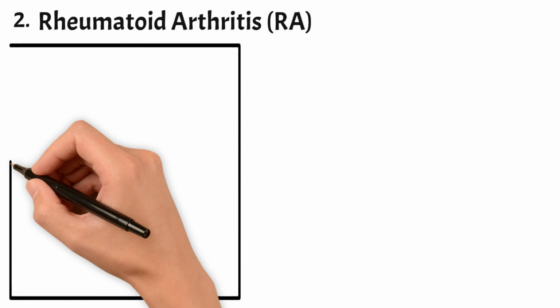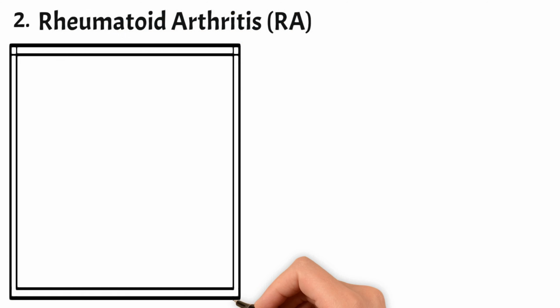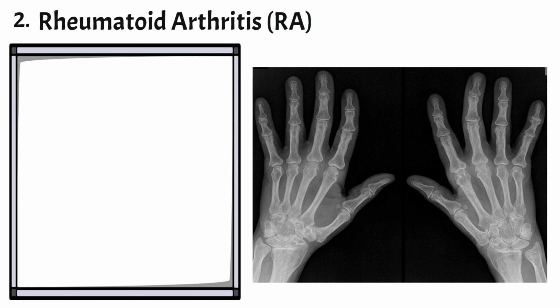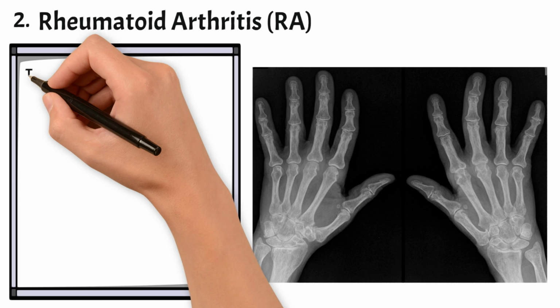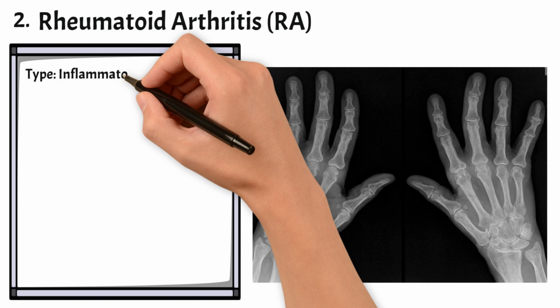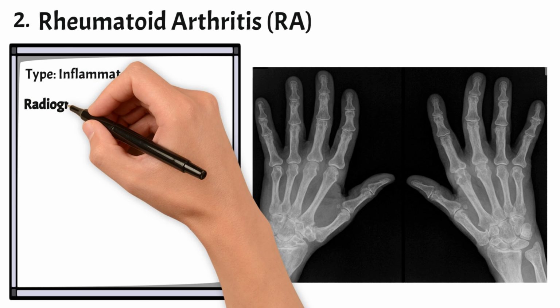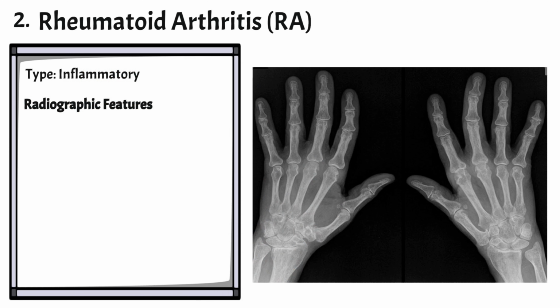Now let's take a look at rheumatoid arthritis. Here we have a radiograph of bilateral hands to show how this arthritic process will usually present. It is firstly important to note that rheumatoid arthritis is an inflammatory arthritic process. This means it is caused by the body's immune system mistakenly attacking healthy tissue, causing inflammation at the site.